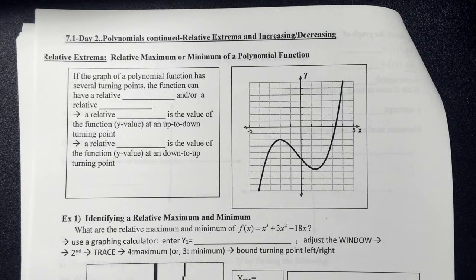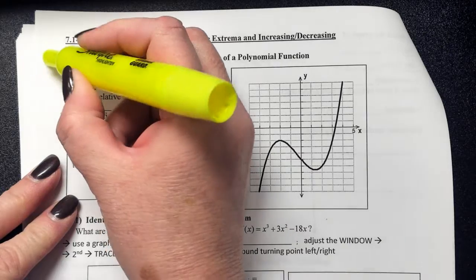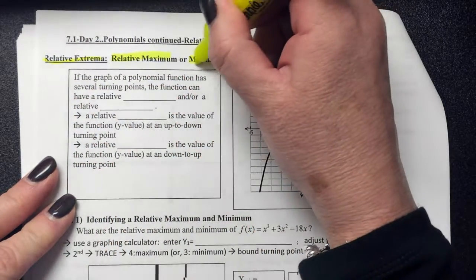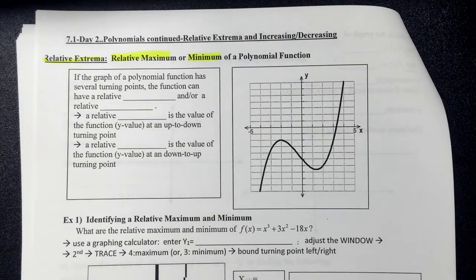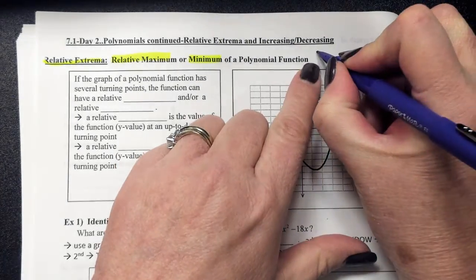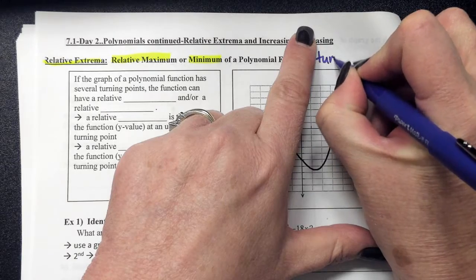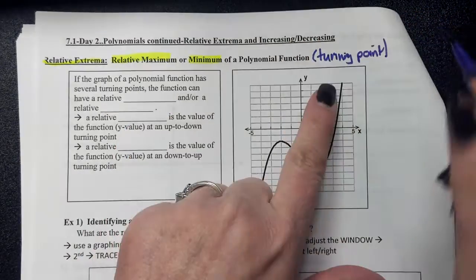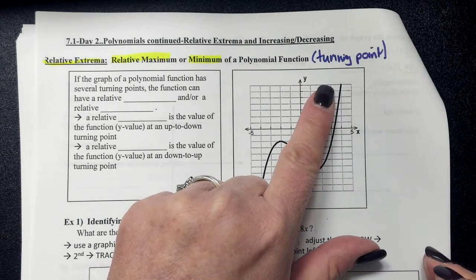So today we're going to continue looking at the graphs of polynomial functions, and specifically we're going to look at our relative extrema and intervals of increasing and decreasing. When we talk about relative extrema, we're including both where the relative maximum or a minimum of a polynomial function could occur, or what you may have also heard of from last year, what we refer to as turning points. A turning point is where a relative maximum or relative minimum can occur.